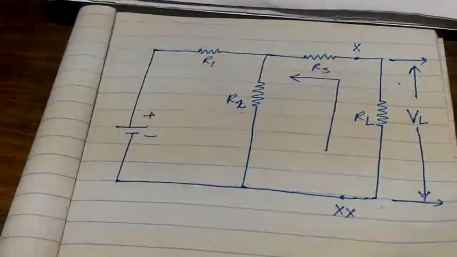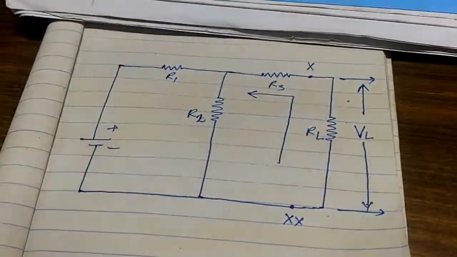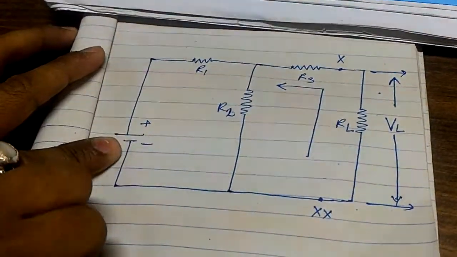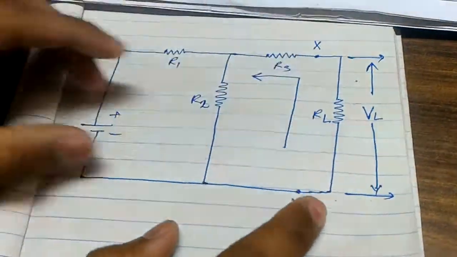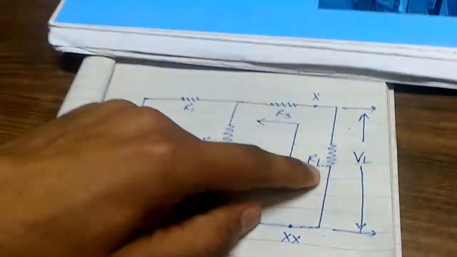Hello everyone, we are here to verify the Thevenin theorem. The parent circuit for the Thevenin theorem is this. Here we connect a voltage source, R1, R2, R3 and the load resistance. We have to calculate the voltage across the load resistance.